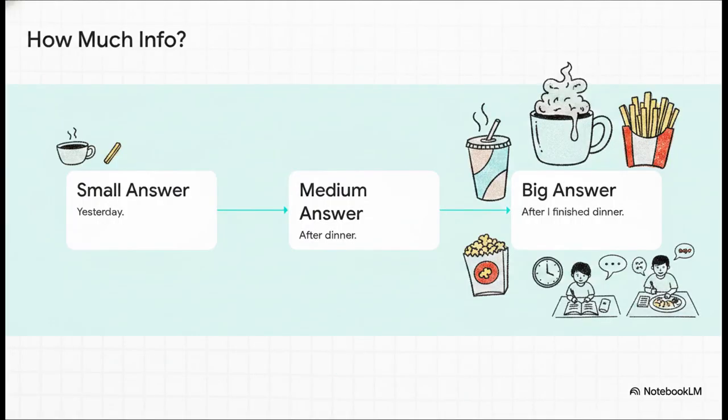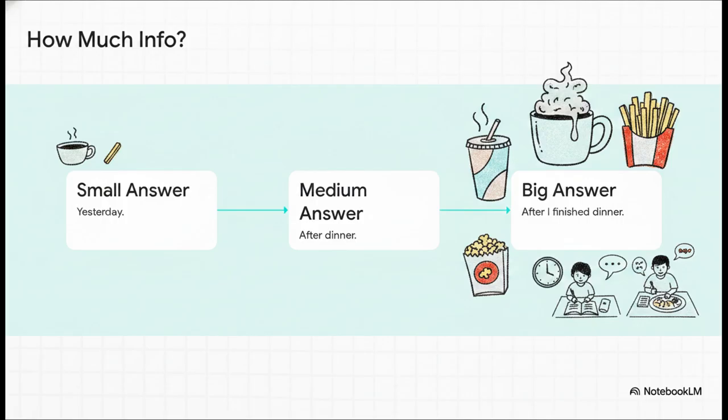You see, answering a question is kind of like choosing the size of a snack. You basically have three ways to dish out that extra information. First, you could just give a small answer. Yesterday. That is literally just one single word. Next, you could level up to a medium answer. After dinner. That one's a little bit bigger, right? It's more than one word. Or you could go all out and give a big answer. After I finished my dinner. This one is way more detailed and actually tells a complete little mini story.